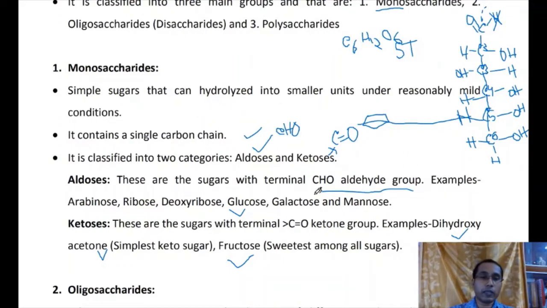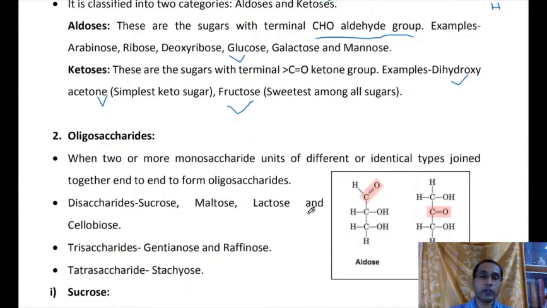So the next one is oligosaccharides. Oligosaccharides means more than one unit of monosaccharides is present. When two or more monosaccharide units of different or identical types join together end to end, they form oligosaccharides. This is the first condition.